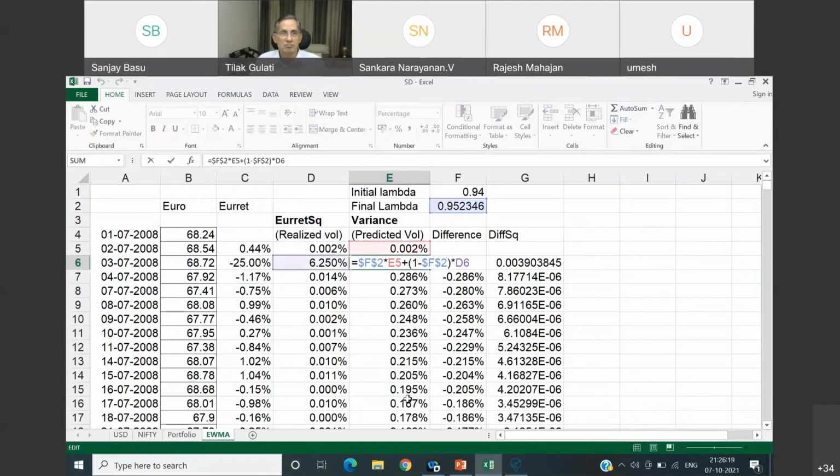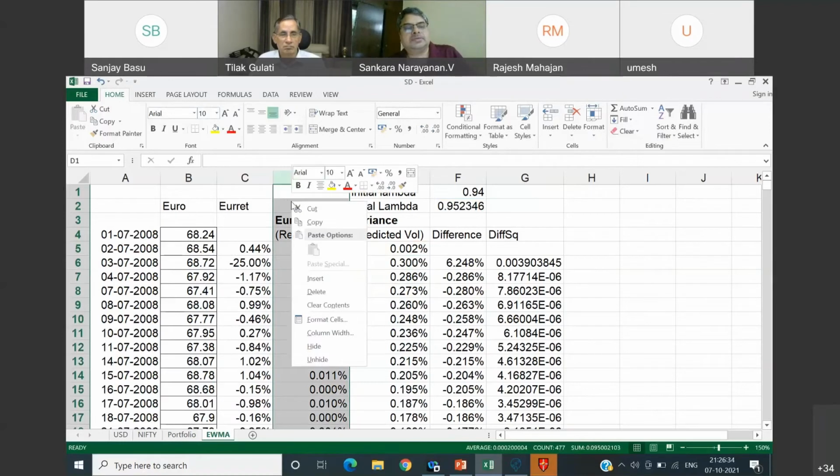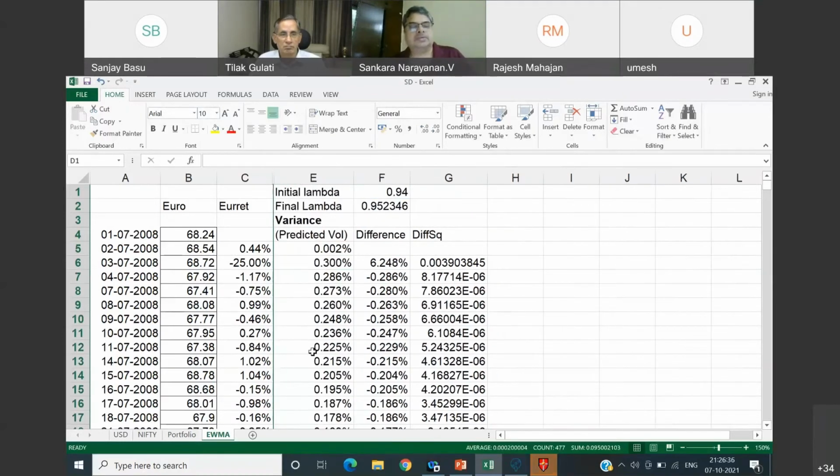Actually, can you just explain to me that realized volatility and predicted volatility, how you have calculated? Just realize, okay, do not look at this column. For the moment, forget this column. Let me hide this column. This is not relevant for you, right? I will unhide it, time permitting, because that is relevant for calculation of lambda.